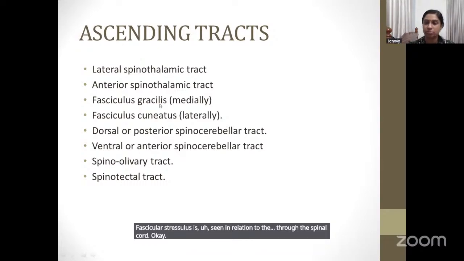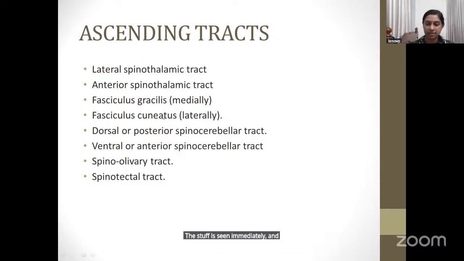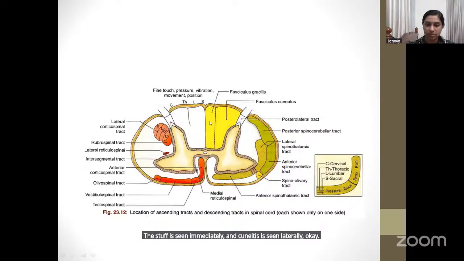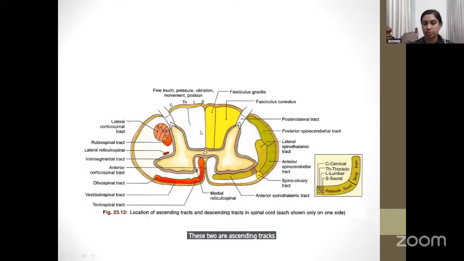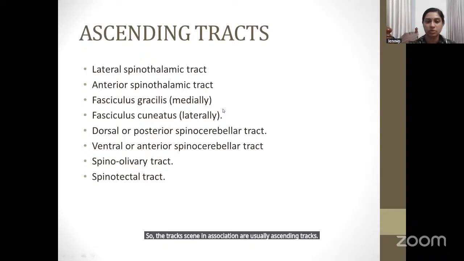The gracilis is seen medially, and the cuneatus is seen laterally. Here we can see the posterior column. This is the fasciculus gracilis, and here we can see the fasciculus cuneatus. These two are ascending tracts of the spinal cord. This posterior part is mainly concerned with sensory function, so the tracts seen here are usually ascending tracts, dorsal and posterior.